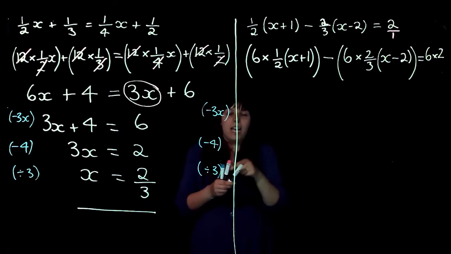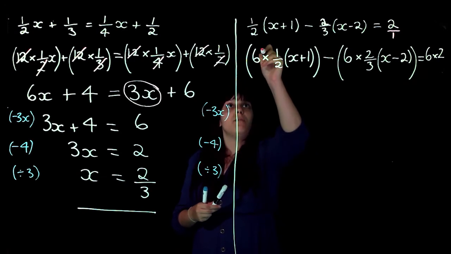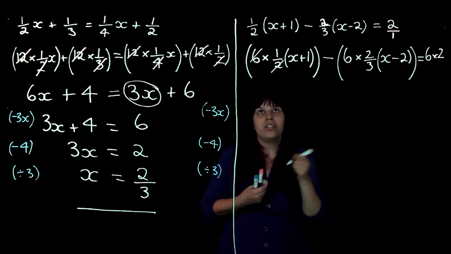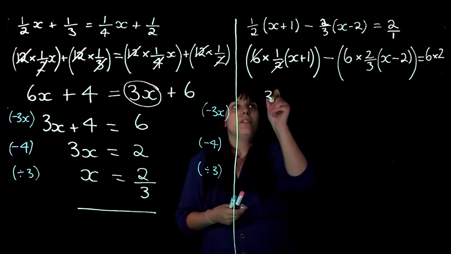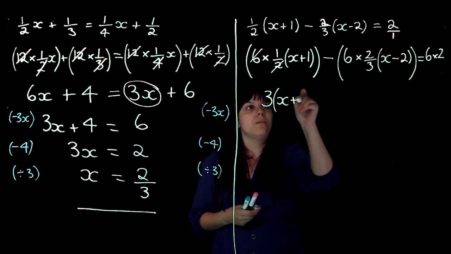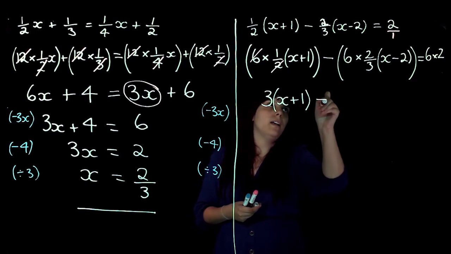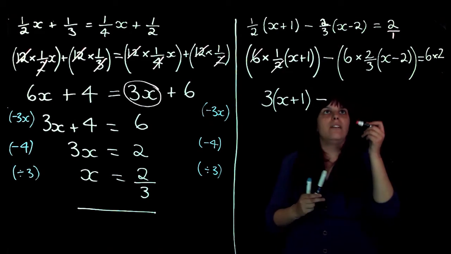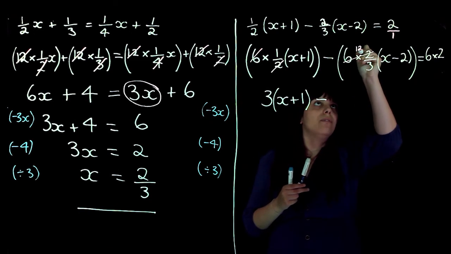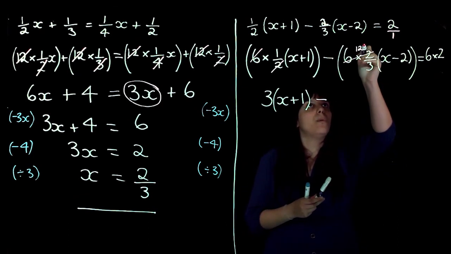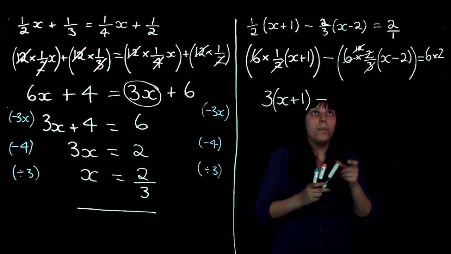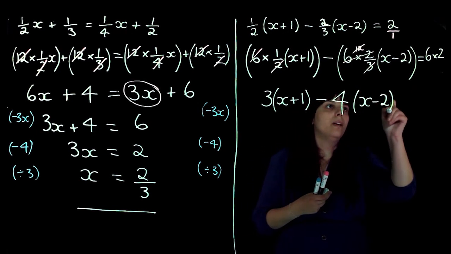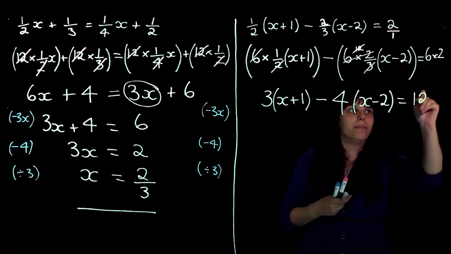So again, to get rid of the fractions, I'm just going to simplify. So 6 times 1 is 6 over 2. So 6 divided by 2 is just going to be 3. And then x plus 1. And then I'm taking away. Now here I've got 6 times 2, and if I simplify that, I get 12. And then I can cancel my 12 divided by 3 to give me 4. And then x minus 2. And then 6 times 2 is 12.